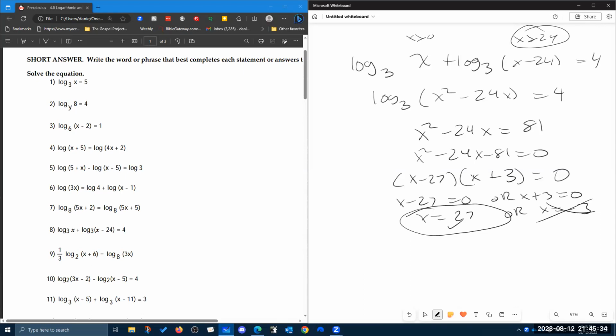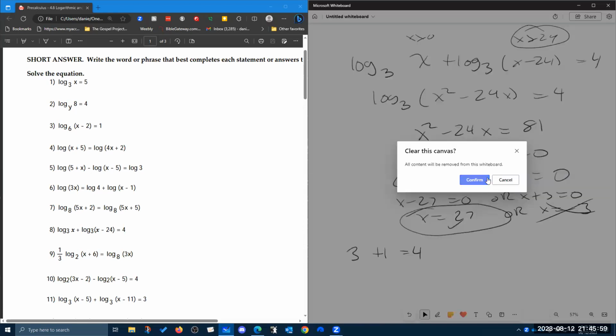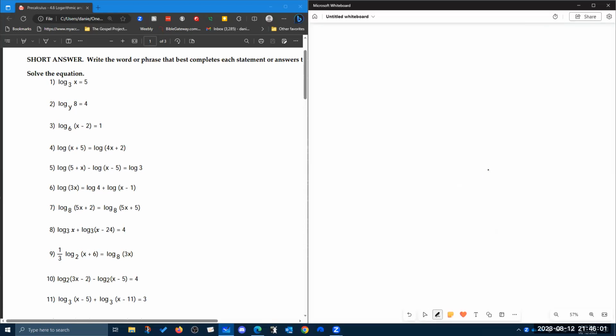Log base 3 of 27 is 3. 27 minus 24 is 3. Log base 3 of 3 is 1. 3 plus 1 is 4. If I had tried to stick the negative 3 in, I would have gotten a negative 27 inside of the second log, and that doesn't exist because the argument of the log has to be positive.